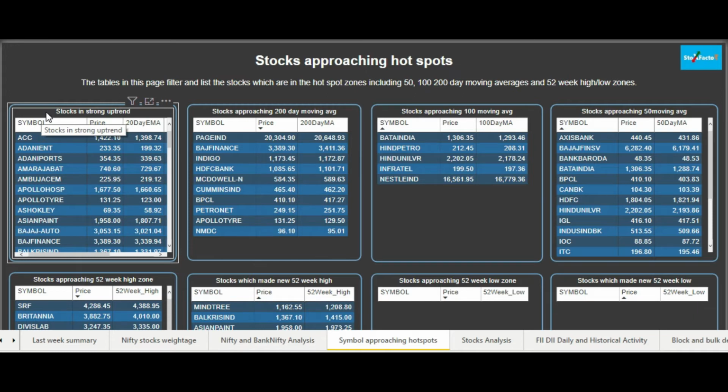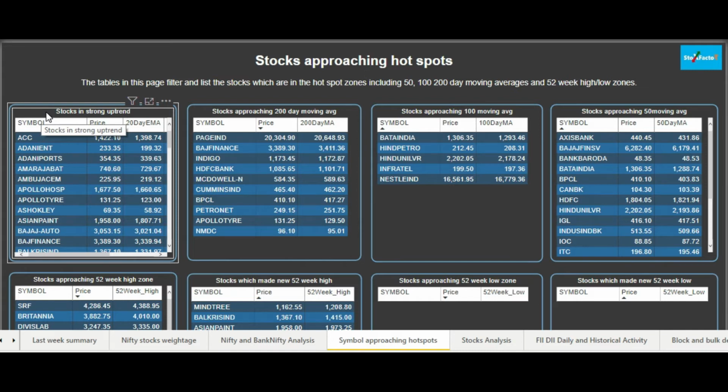Why have we taken 50, 100 and 200? Basically 50 tells us about the medium term, 100 is again a medium term, and 200 is the long term moving average. So it gives you an idea of the high level trend of the particular symbol or stock which is going on. Plus in a particular visual we have also included the 20-day EMA in order to show the strong uptrend.